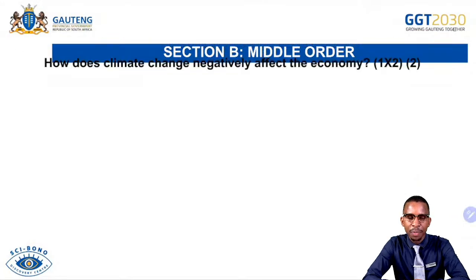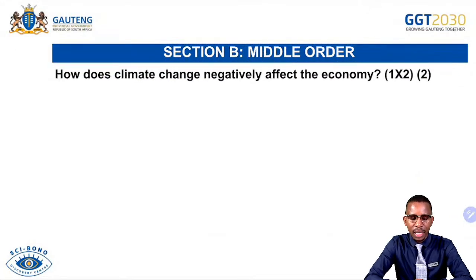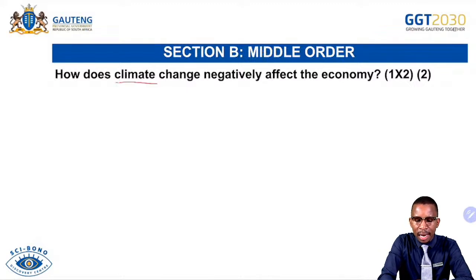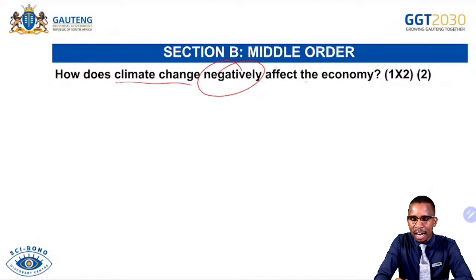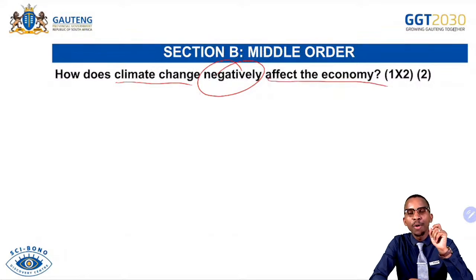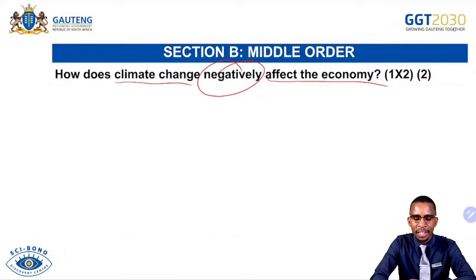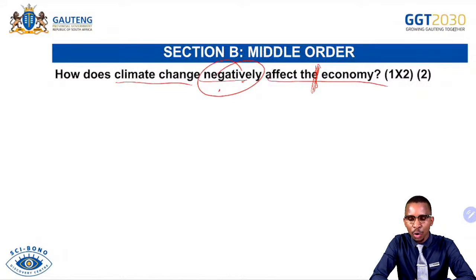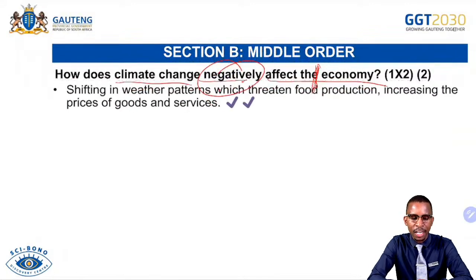Then we go to section B, middle order, where we have to link now. How does climate change negatively affect the economy? So we are talking about climate change negatively affecting the economy. It is very important for you to note these things that have been highlighted here. You must not just answer the question without noticing this word negatively. And then also the economy, not the society, the economy. How does climate change negatively affect the economy? Let's look at the possible answer.